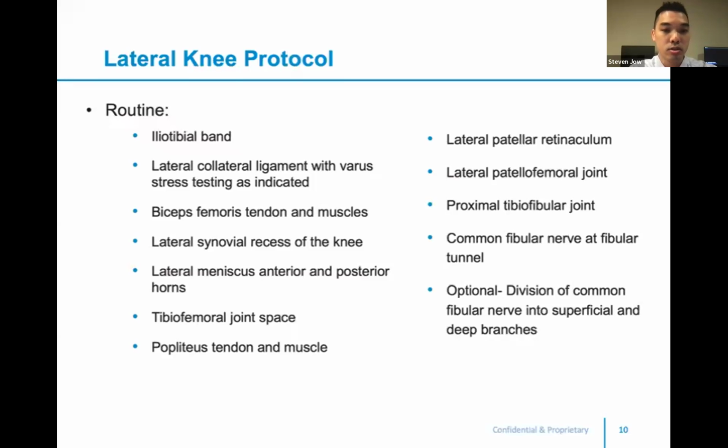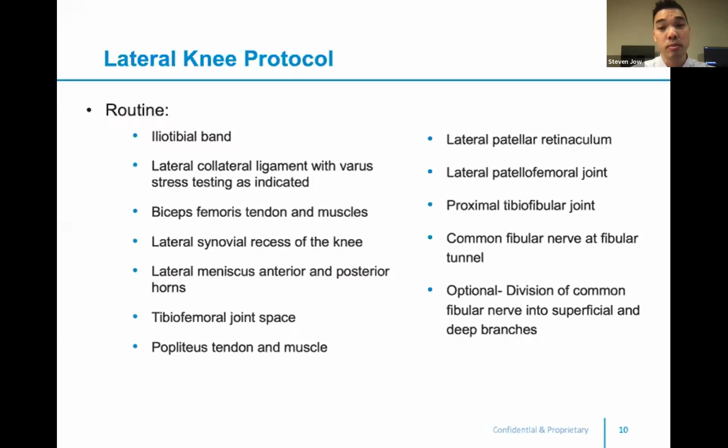And additional structures that we want to look at according to the AMSSM protocol and lateral knee protocol are the lateral recess of the knee, the meniscus, tibiofemoral joint space, the popliteus tendon and muscle, the lateral patellar retinaculum, the patellofemoral and tibiofibular joint, as well as the common fibular nerve.